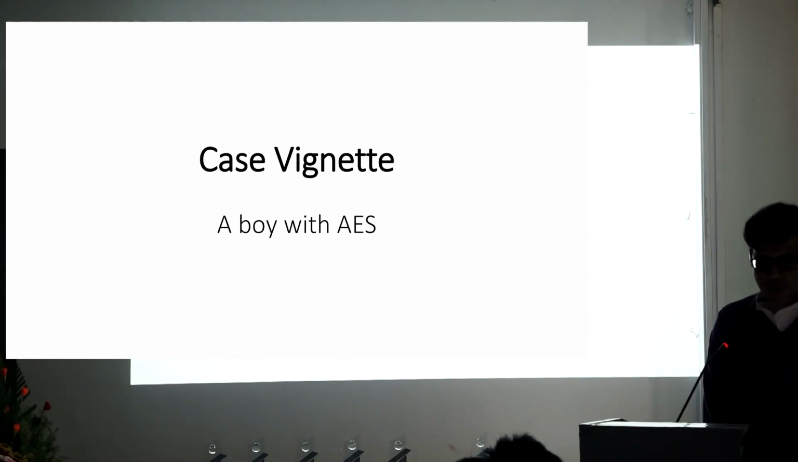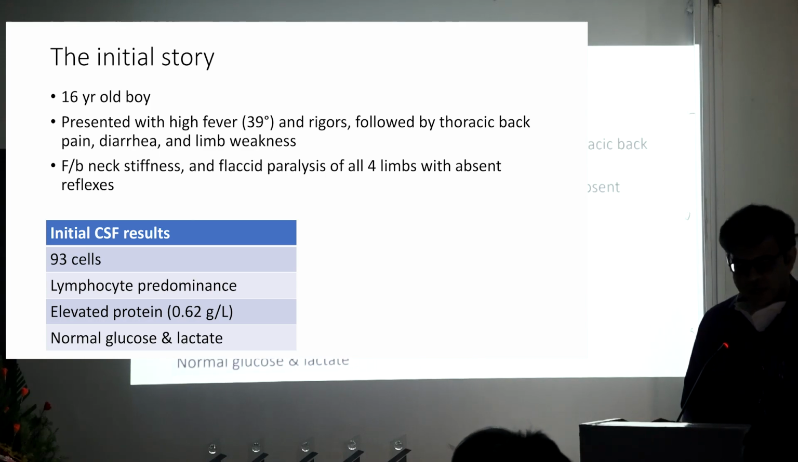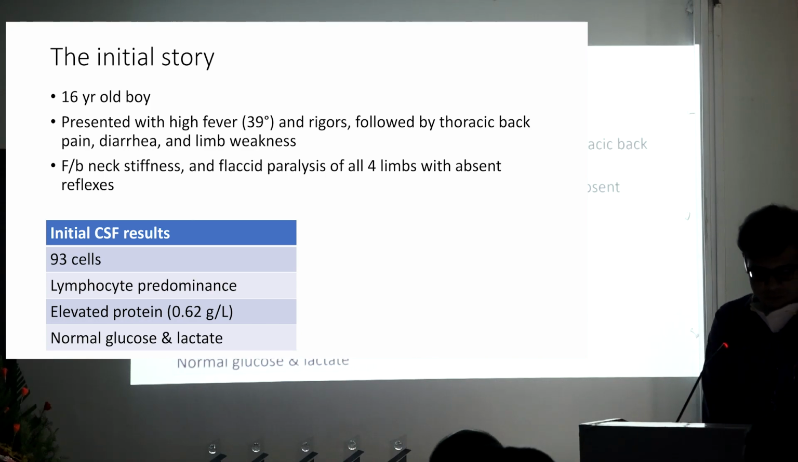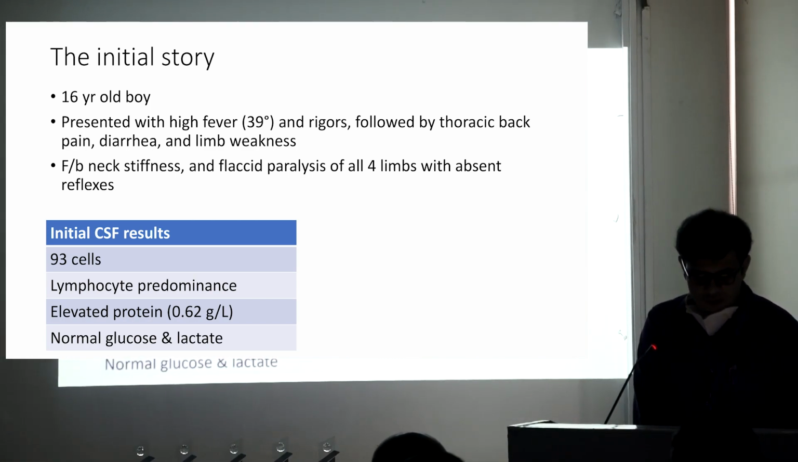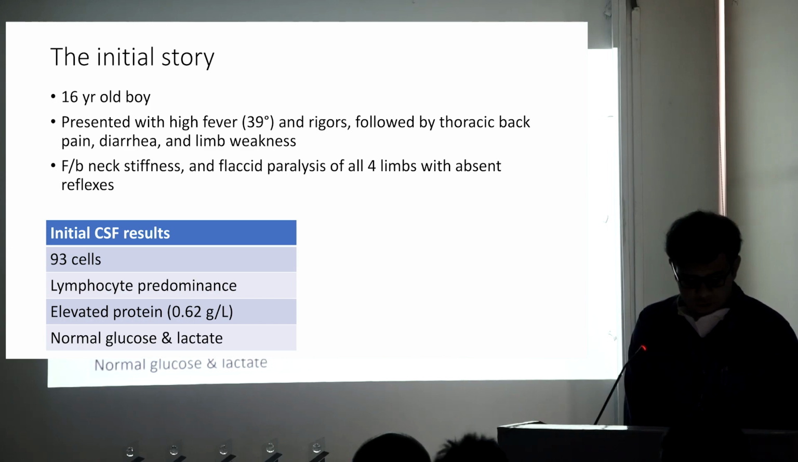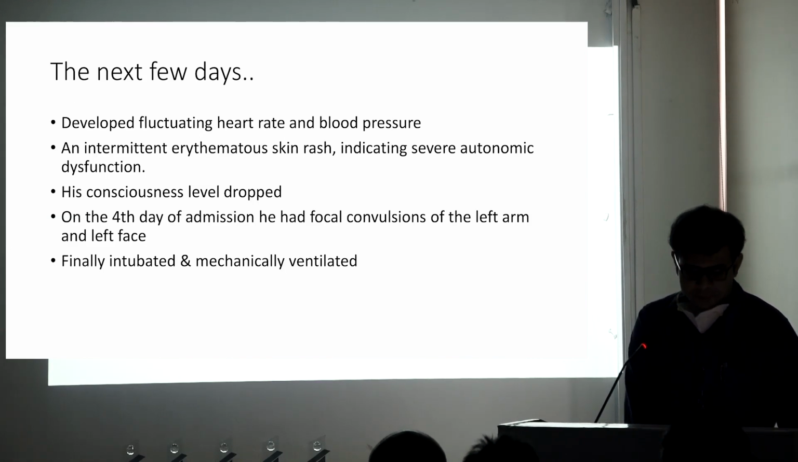Another case, a boy with acute encephalitic syndrome. A 16-year-old boy presented with high-grade fever and rigors, followed by thoracic back pain, diarrhea and limb weakness, followed by neck stiffness, flaccid paralysis of all 4 limbs and absent reflexes. Initial CSF results showed 93 cells, lymphocyte predominance, elevated protein, but normal glucose and lactate.